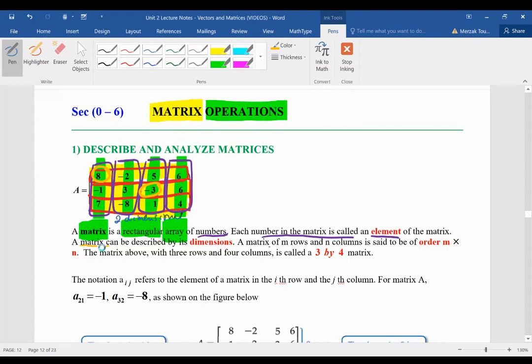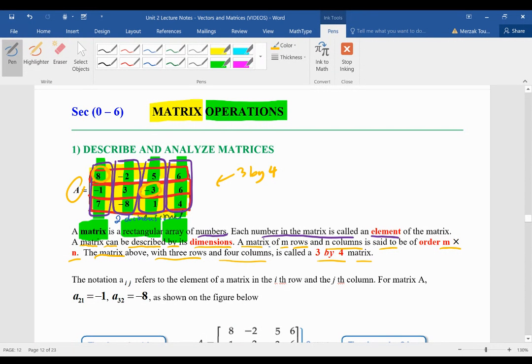Now, a matrix can be described by its dimensions. What do we mean by that? We can say I have a matrix and its dimension is 3 by 4, which is this one over here, which means 3 rows and 4 columns. A matrix of m rows and n columns is said to be of order m by n. So for instance, this one is 3 by 4 because we have 3 rows, 4 columns. So the matrix above with 3 rows and 4 columns is called a 3 by 4 matrix.